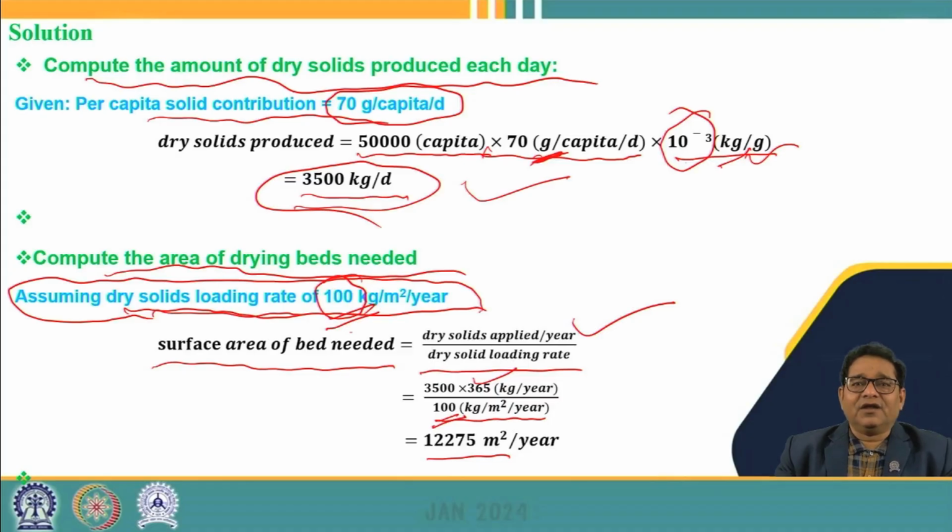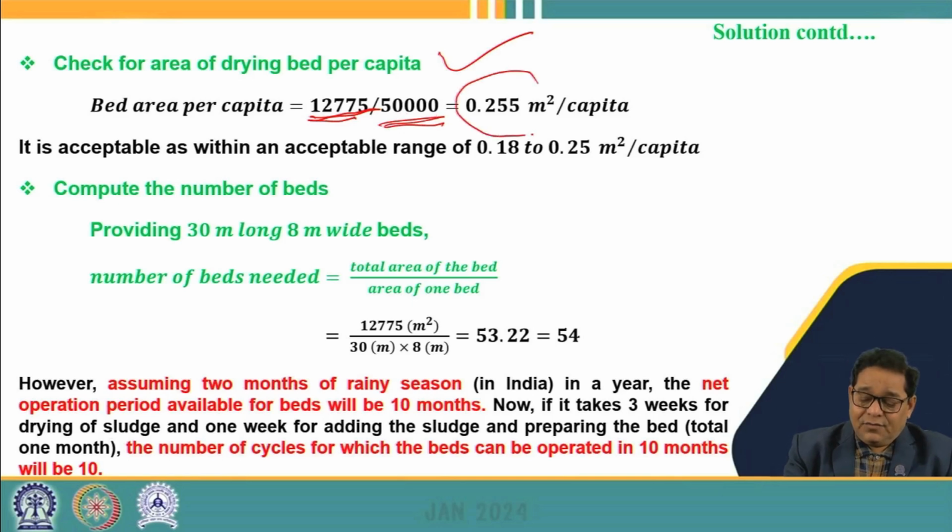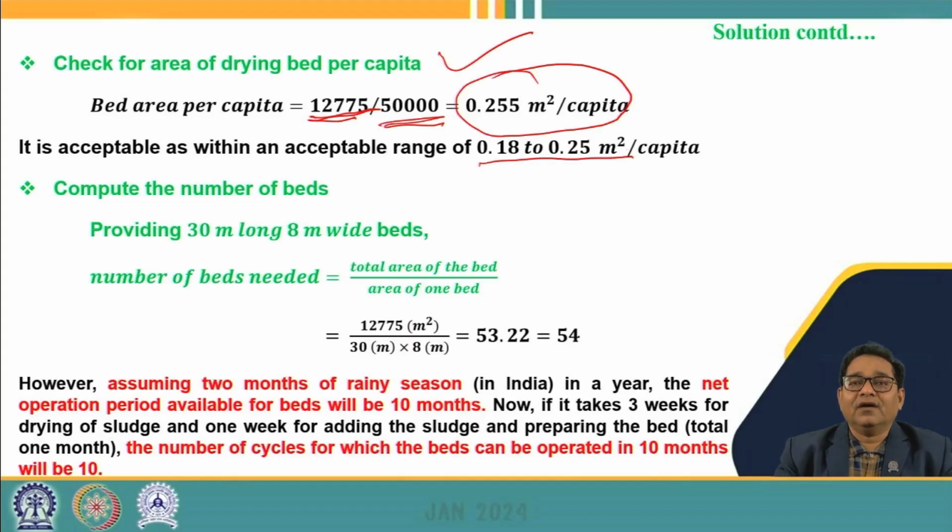Once we get this total area, we can check the per capita area requirement. This is the total area divided by the total population for which it is designed. That comes around 0.255 meter square per capita, which is within the range prescribed as per the design criteria for sludge drying bed. So we can say our design of the sludge drying bed as per the per capita requirement is satisfied.